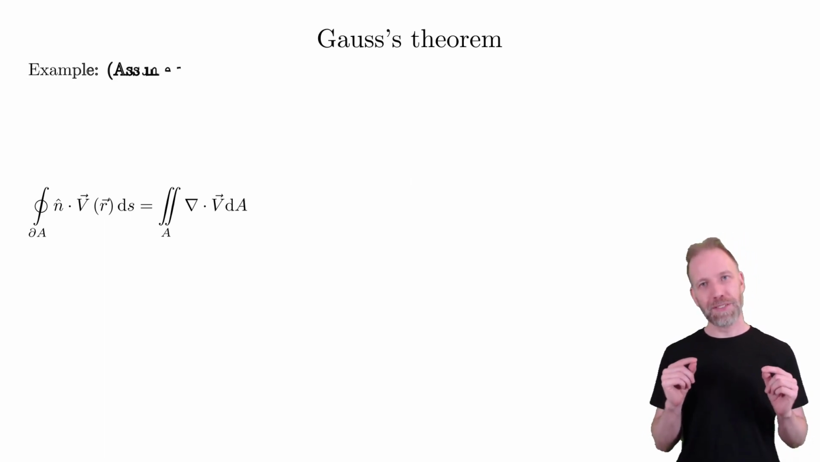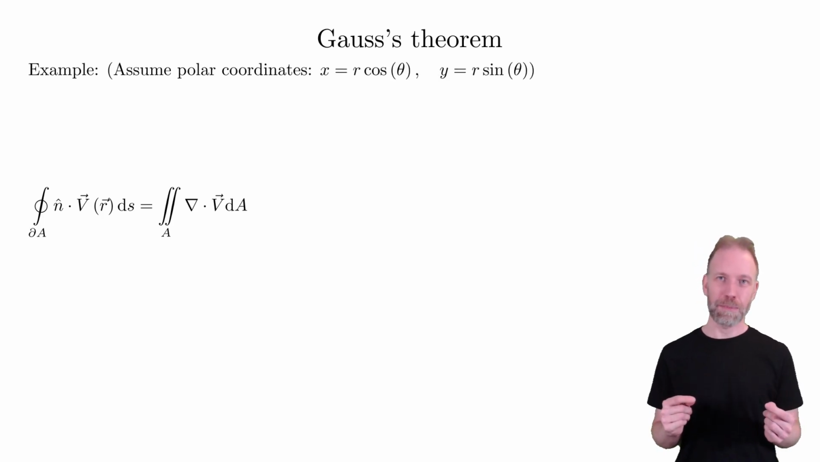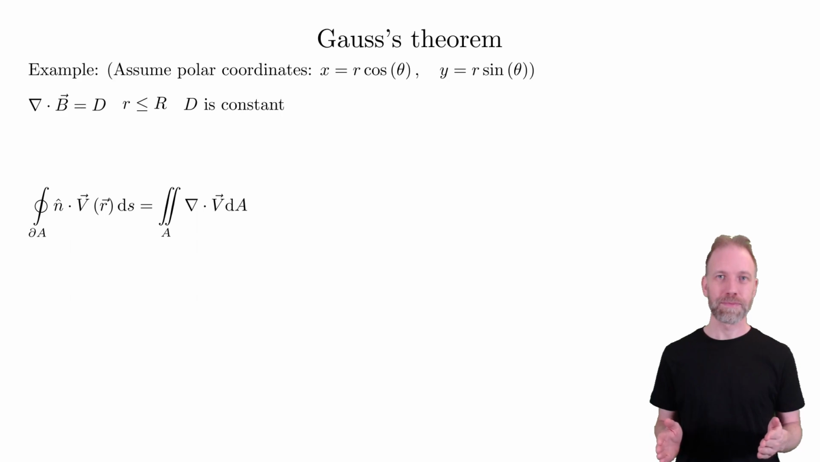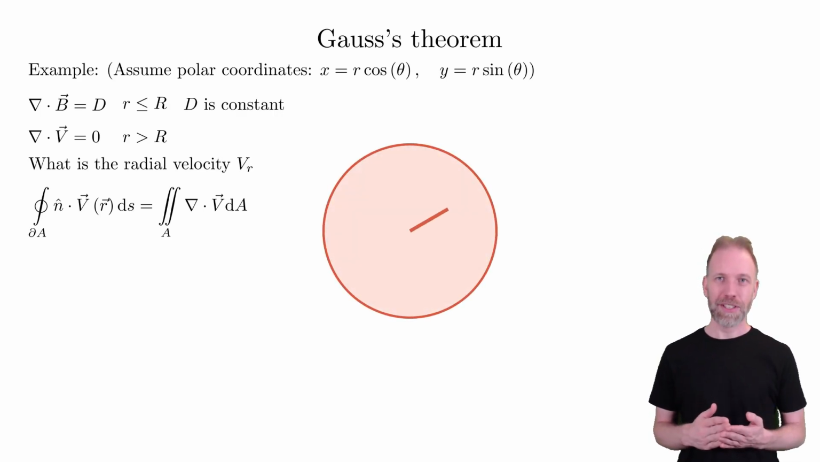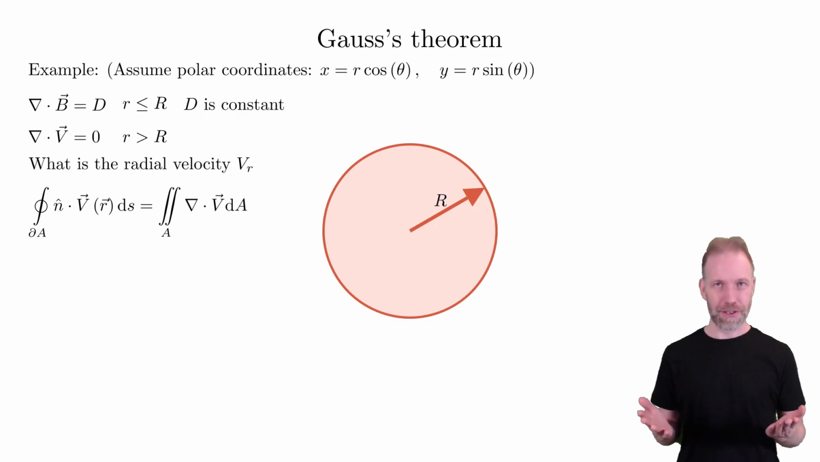In the video about divergence, we had the following example, where we had divergence d inside a circle. No divergence outside. And we derived an expression for the radial velocity. This time I will show another solution using Gauss' theorem.